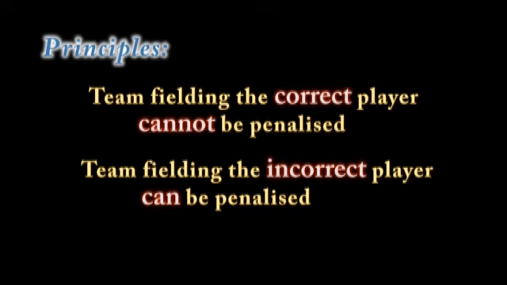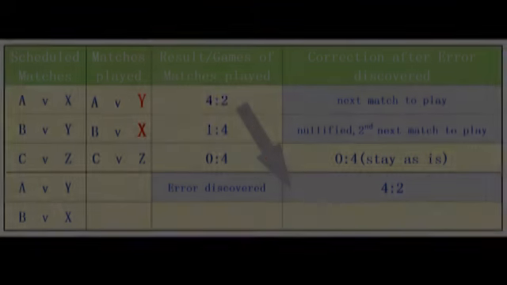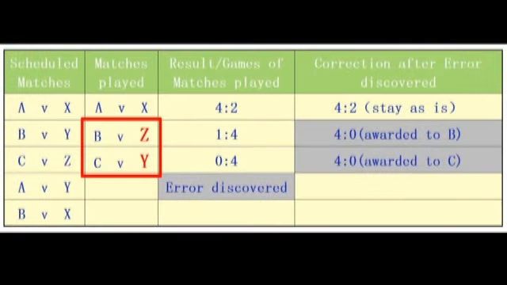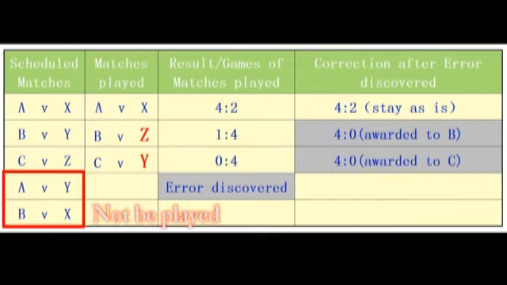The team fielding the correct player cannot be penalized or disadvantaged, but the team fielding the incorrect player can be. An invalid match played out of order will be nullified if the incorrect player won, or put aside until required if the correct player won. Any invalid match played will be awarded to the team with the correct player, and the valid match will not be played.